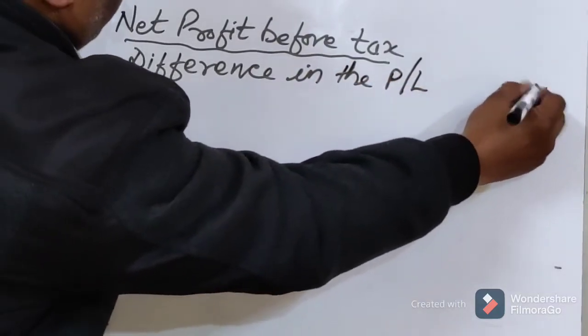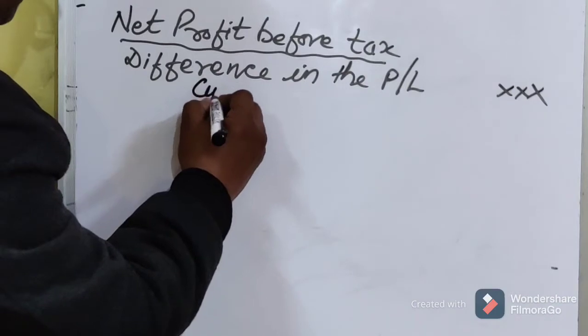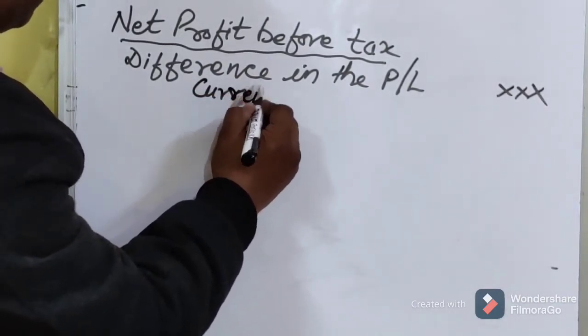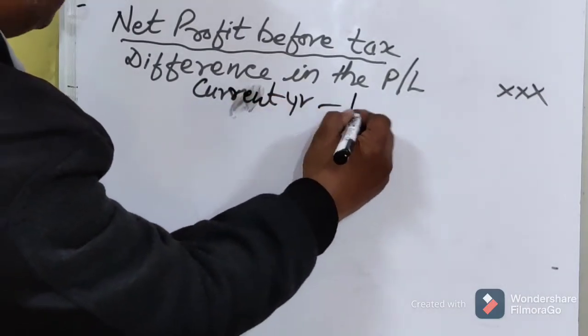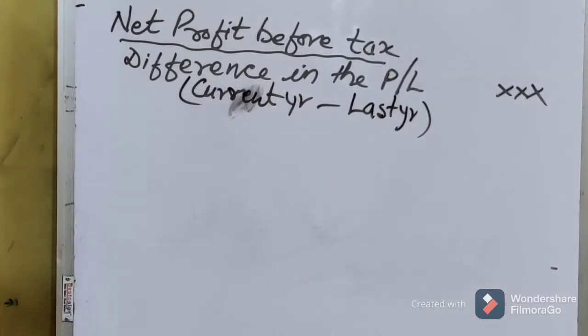The difference in the profit and loss account can be ascertained by current year profit minus last year profit, if two years' balances are given, the current year balance sheet and the last year balance sheet. Current year profit, that means closing profit, minus previous year or opening profit. So that is the difference in the profit and loss.